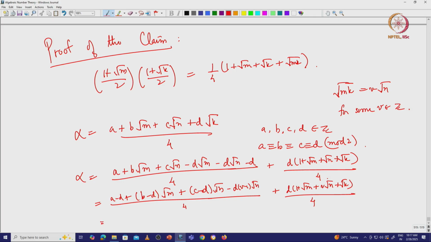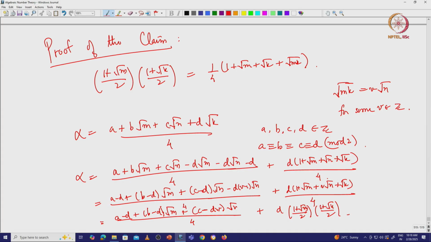So it all looks very complicated right now, but I can assure you that it will simplify in a second. B minus d square root of m plus what is this thing? I have square root of n common and then minus d common. So this becomes c minus dv square root of n by 4, and then this thing is d times 1 plus square root of m by 2 into 1 plus square root of k by 2, right.